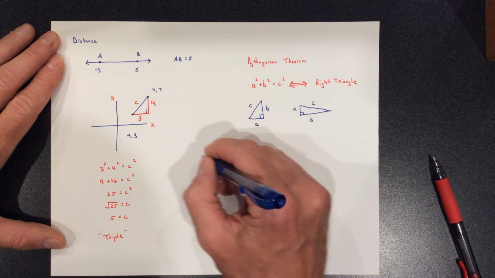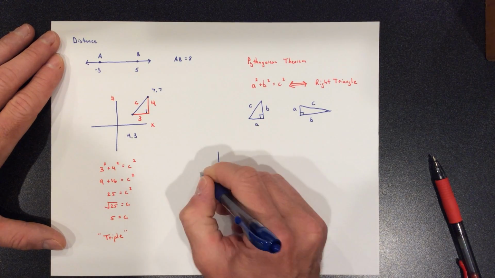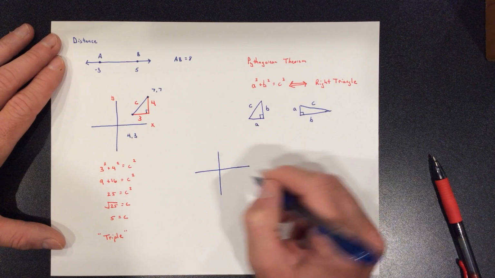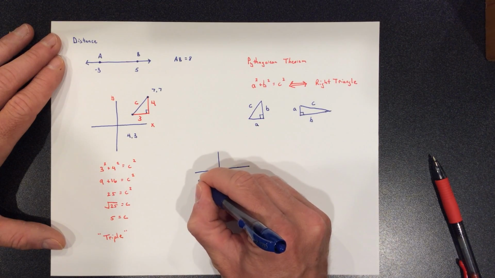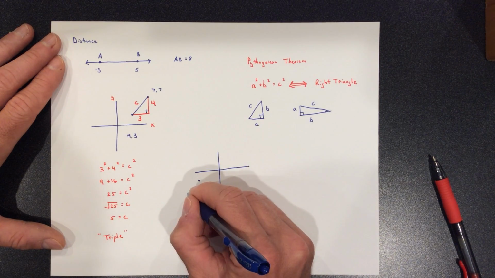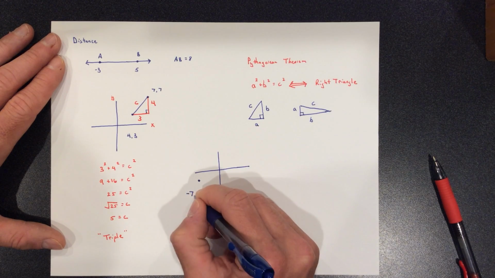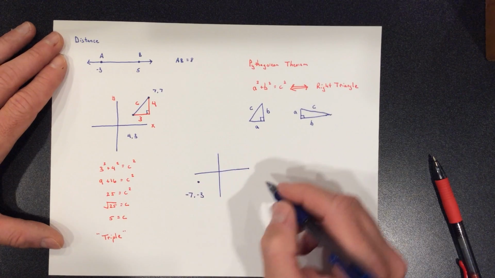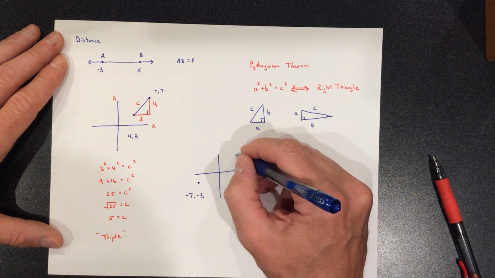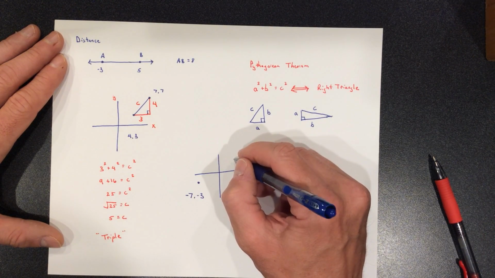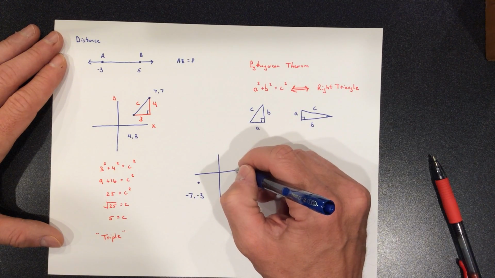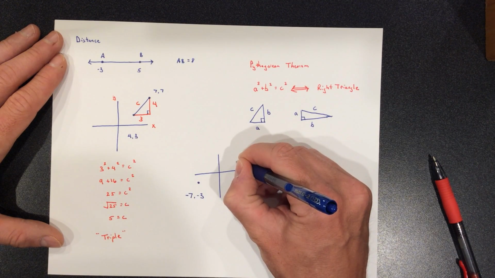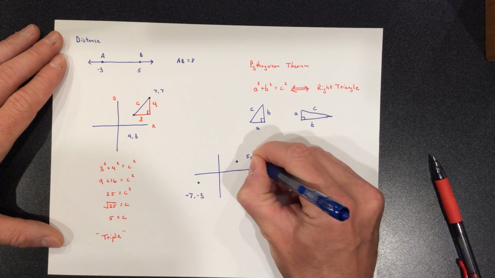Okay, let's do another one, and we're going to do a bunch of these. We'll use some negative ones here. How about that one? That looks like -7 and then -3. Left 7, down 3 maybe. And then let's go over to 5 and up to 2. Does that look like (5, 2) maybe?